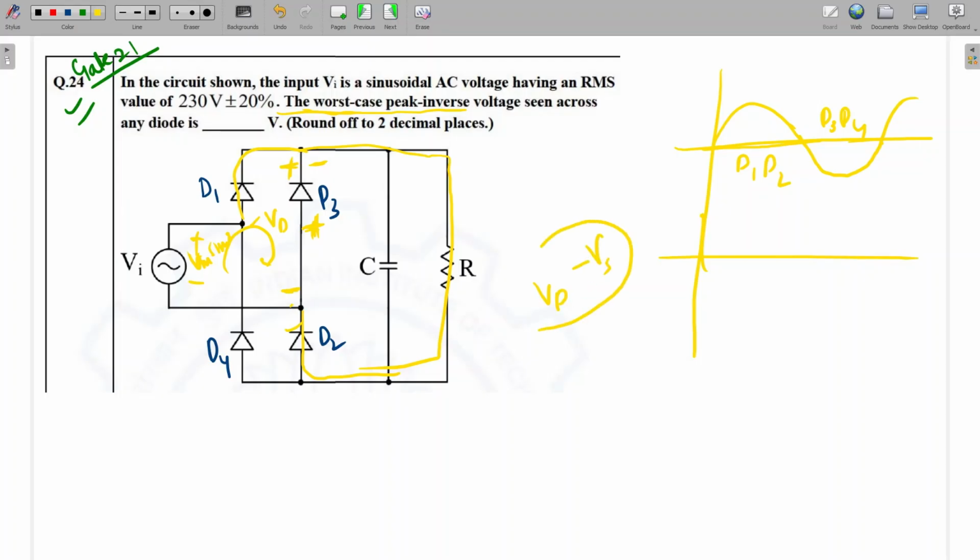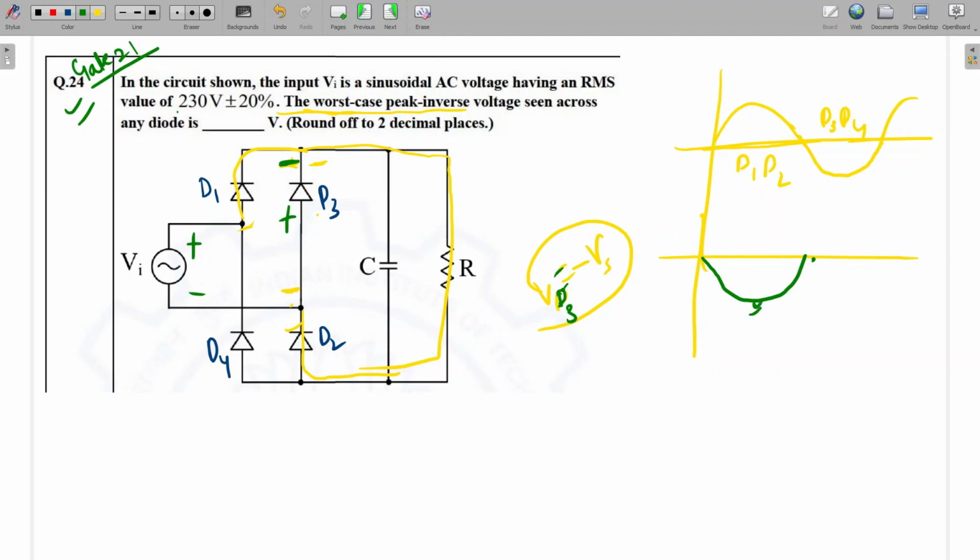Is it clear? Again I will explain. Let's say here plus and here minus, the device voltage will be plus and minus. So VD3 will be minus of Vs. So what will be the peak inverse voltage? Every diode will face a voltage like this only, so the peak will be this peak value.